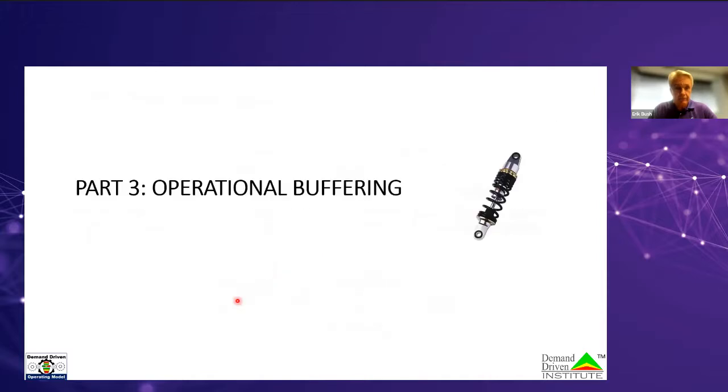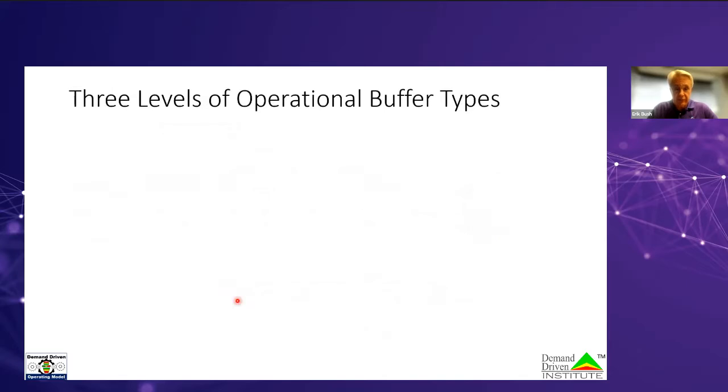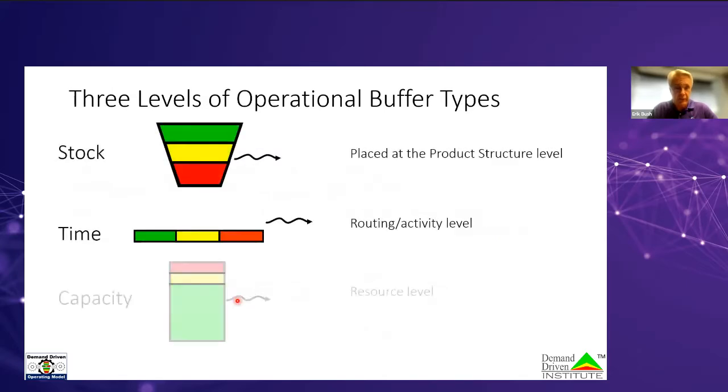Okay, so now we're going to talk about operational buffering, and there are three types of buffers that we're going to talk about. We've talked about stock buffers from a DDMRP standpoint, so I'm not going to spend too much time on those. Those are at the product structure level or within layers of the supply chain. They gain us independence wherever they're placed. They gain us a reduction in variation cascading through our environment. They ensure constant availability of materials, and they also provide clear and visible signals from a material planning standpoint, enabling planners and buyers to focus their time and attention in the right way.